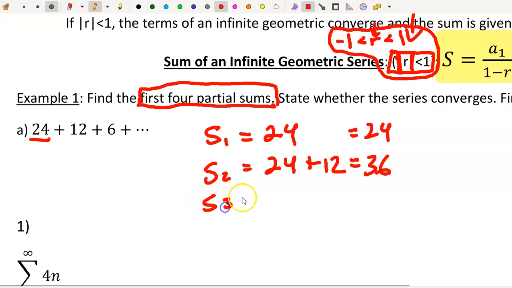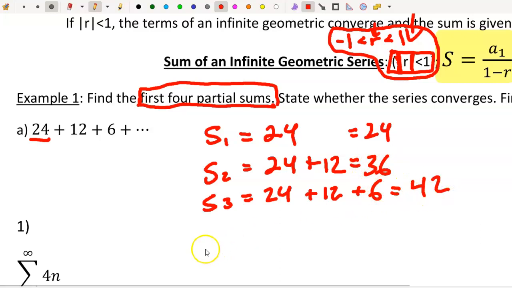And then the third partial sum would be the first three numbers of the series added up, which would go to 6, of course. So that's going to be 36 plus 6, which is 42. And you can do the fourth one. What's the fourth partial sum? Continue the pattern. Add it up. See what you get.